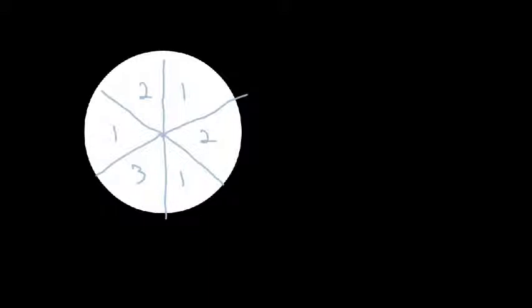Alright, so let's do a few more. Now we have a spinner. So I want the probability of a 1. So I count. I got 1, 2, 3 ones out of 6 total spaces. And 3/6, you can divide that by 3 to get 1/2.